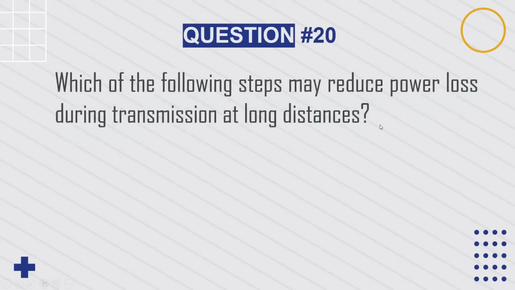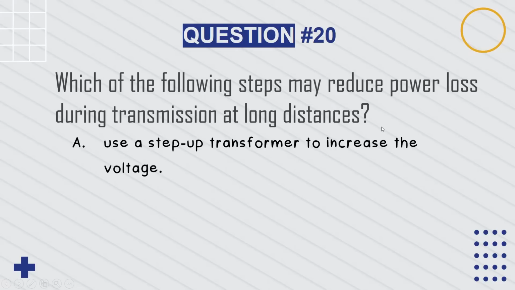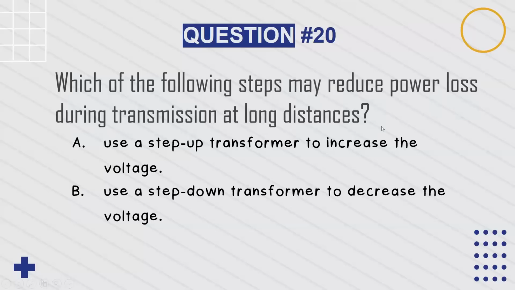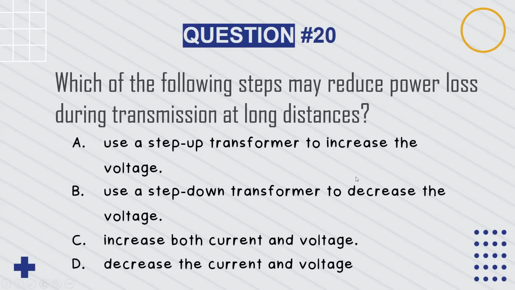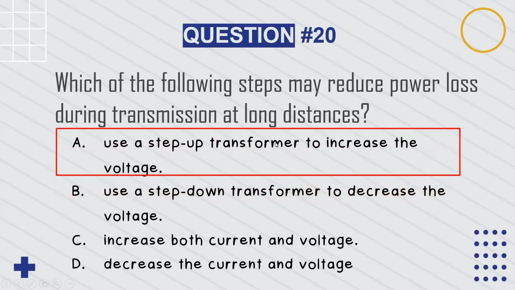Which of the following steps may reduce power loss during transmission at long distances? A. Use a step-up transformer to increase the voltage. B. Use a step-down transformer to decrease the voltage. C. Increase both current and voltage. Or D. Decrease the current and voltage. The correct answer is letter A. Use a step-up transformer to increase the voltage.